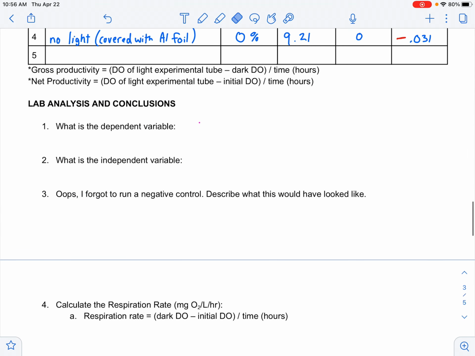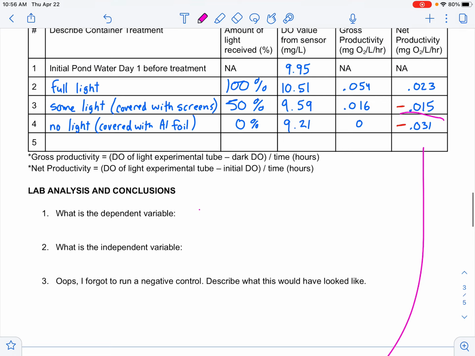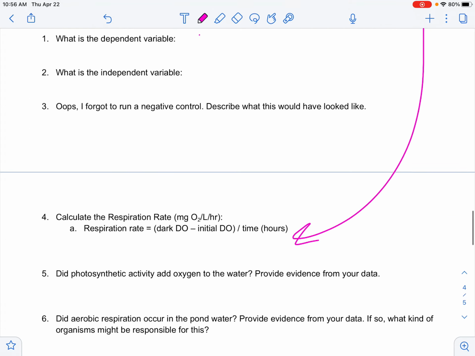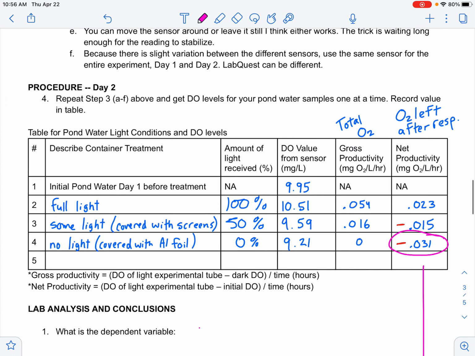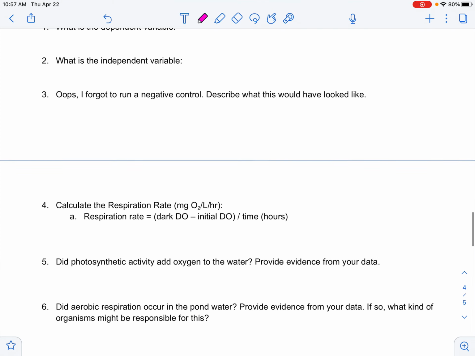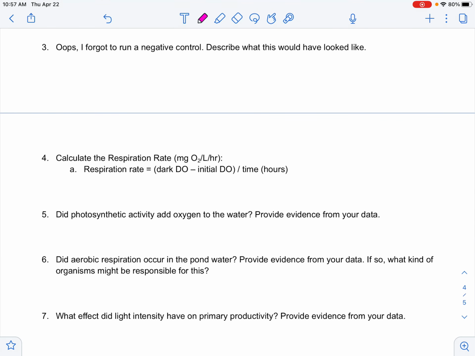Calculate the respiration rate. It's already kind of done. Respiration rate is really the dark tube, because all it's doing is cell respiration. So, did photosynthetic activity add oxygen to the water? Yes, because 10.51 is greater than 9.95. Again, that was in the full light.